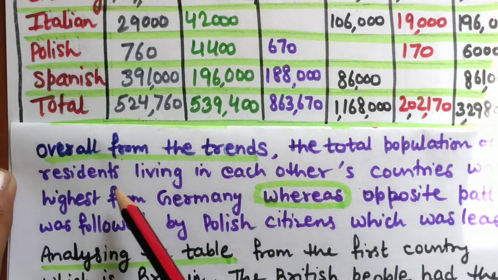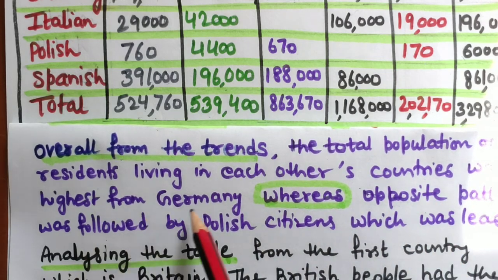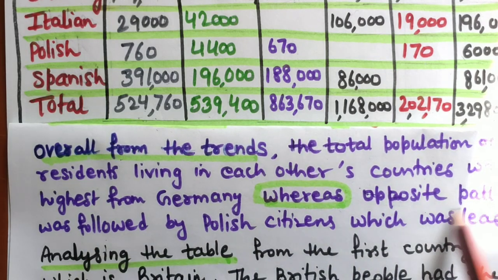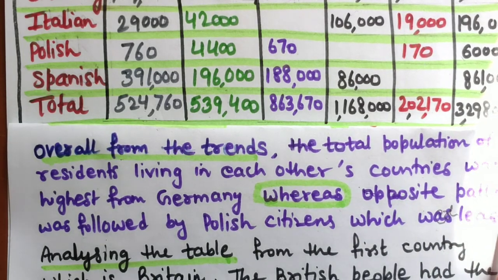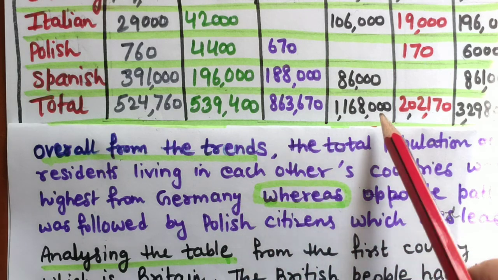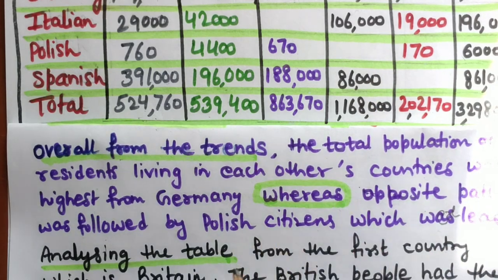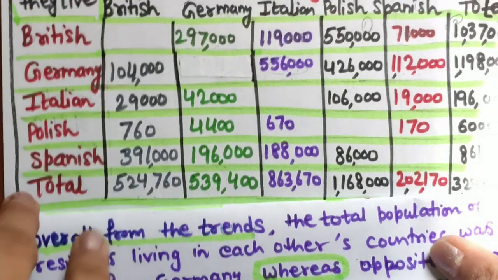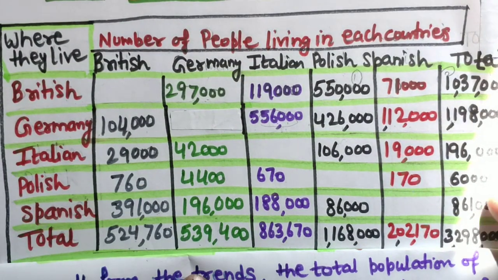The total population of residents living in each other countries was highest from Germany, whereas the opposite pattern was followed by Polish citizens, which were least. Okay, so the least people prefer to stay outside, otherwise Germany is leading the pattern, leading the population in this table chart. So highest and minimum I have compared. I am not finding any striking point from this table, that's why I have not written another important point to consider here.